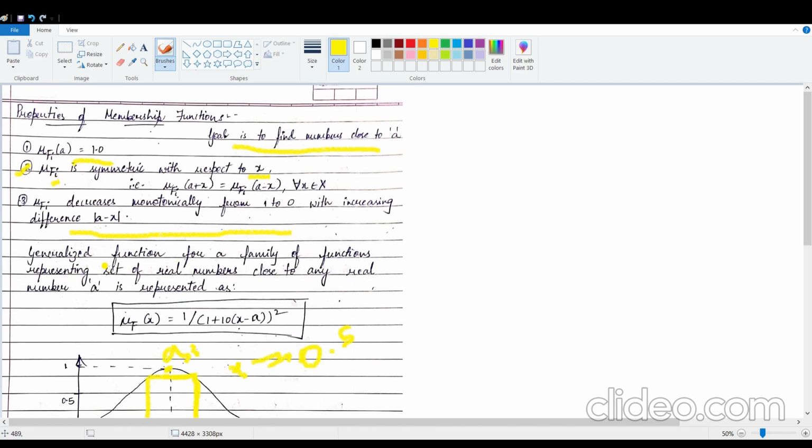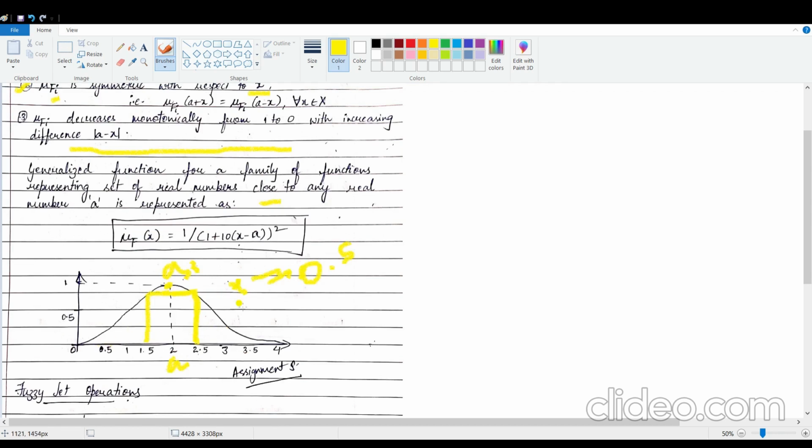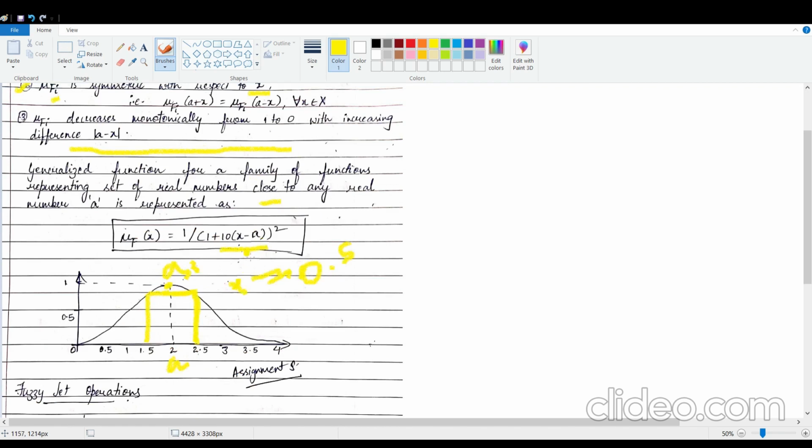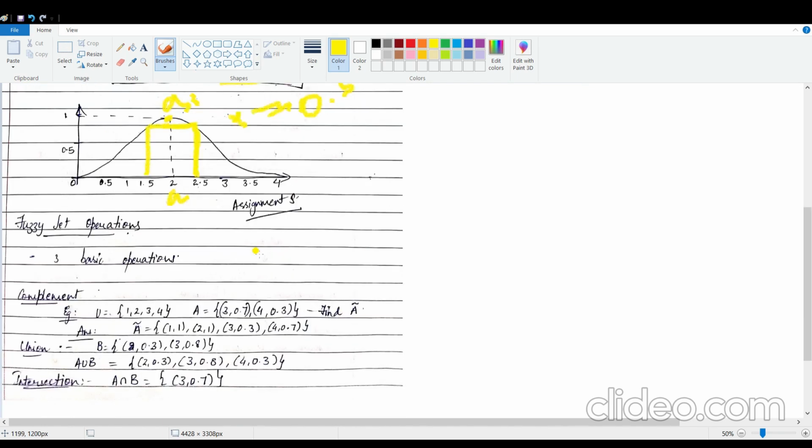Now let us look at a generalized function for the representation. So this is how you would represent this curve here. So you could have continuous membership functions. You need not always have discrete values like what we have seen. You can even have continuous values like this. So this is just one example. We'll look at more in the future classes.